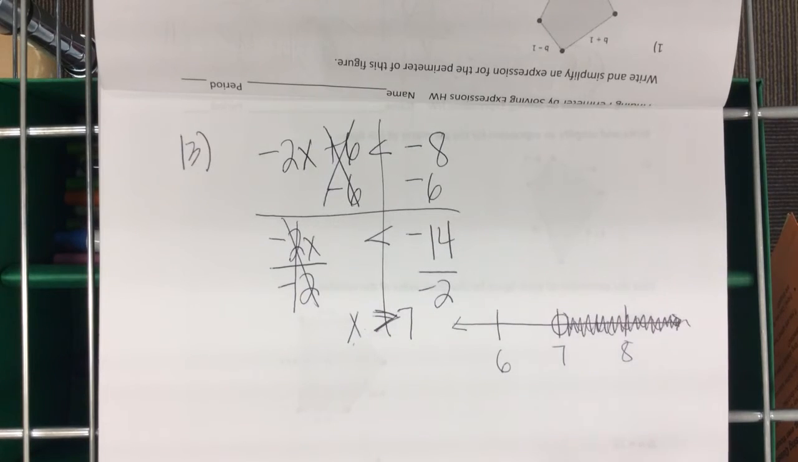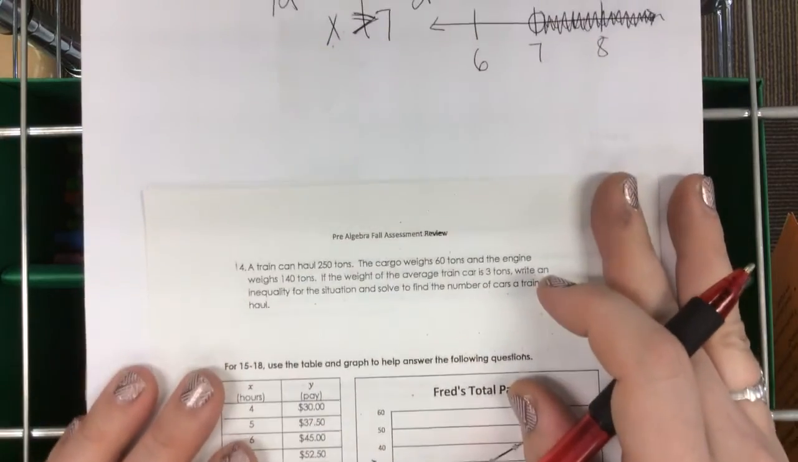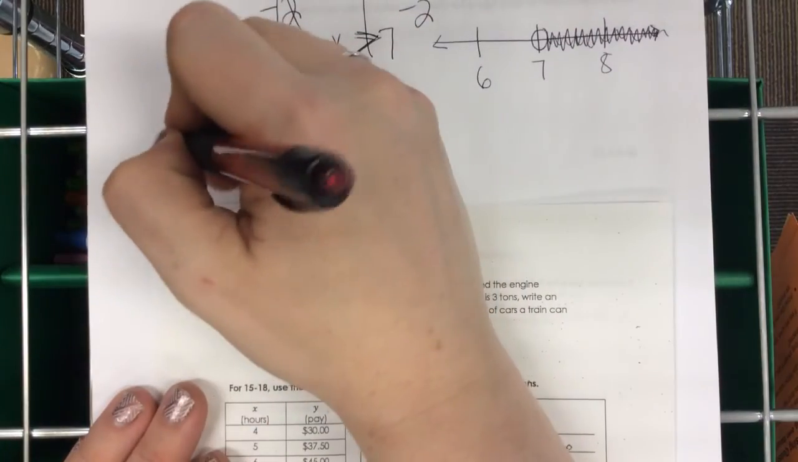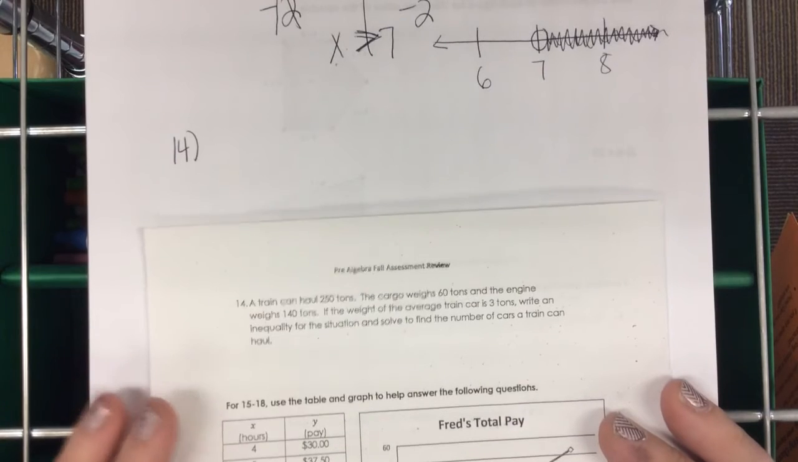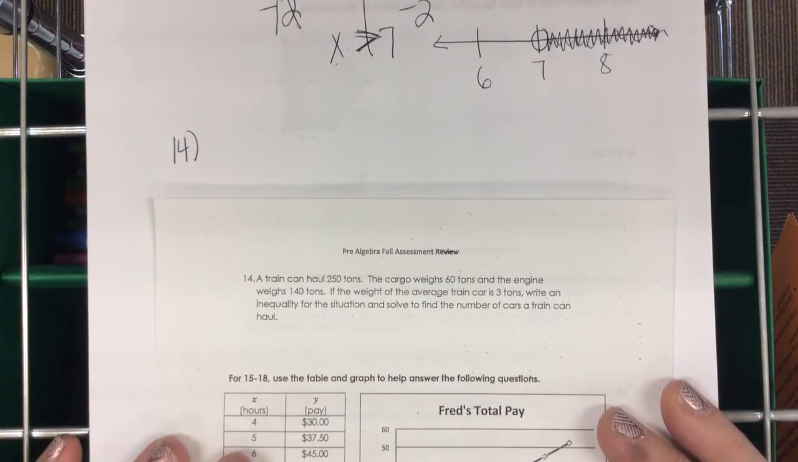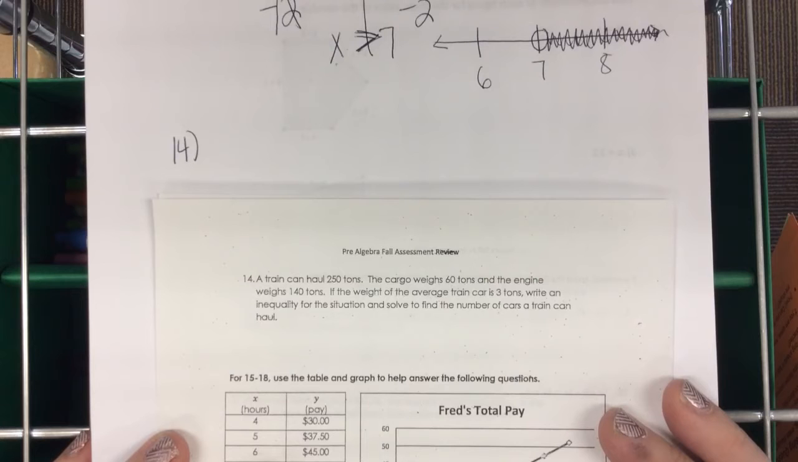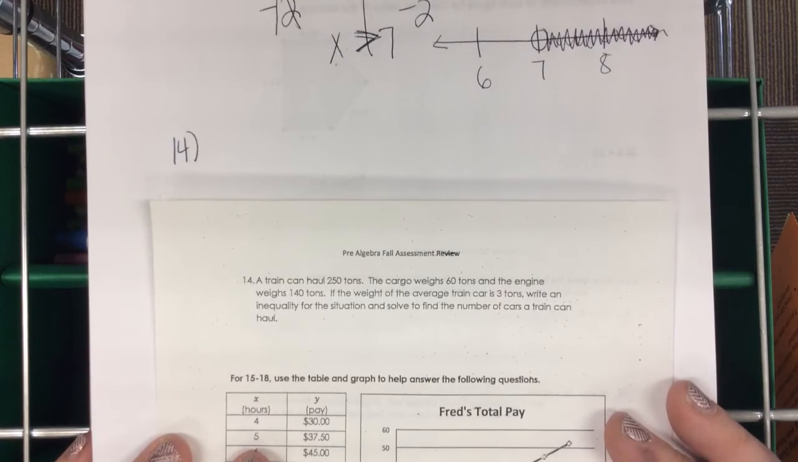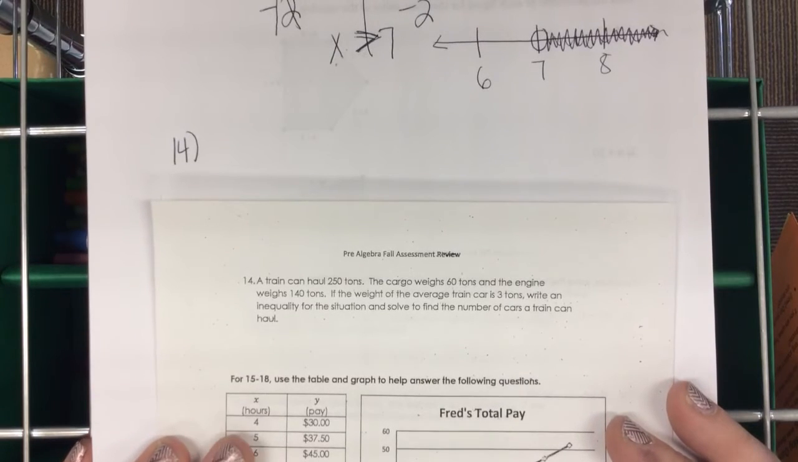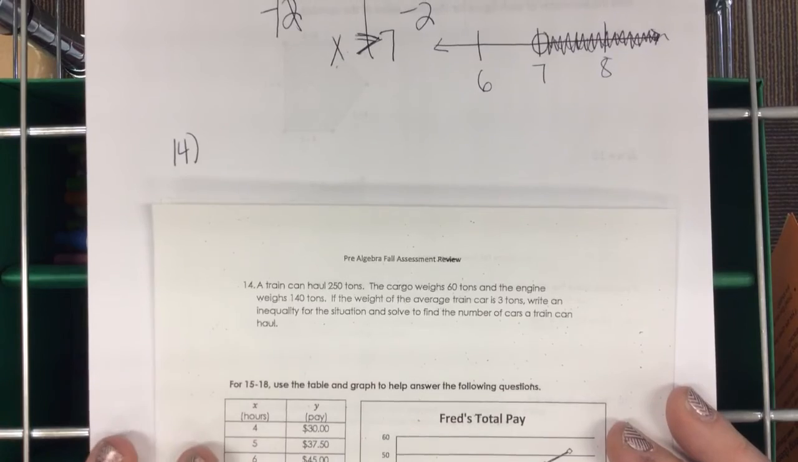All right, number 14 was tough. Number 14 says, a train can haul 250 tons. The cargo weighs 60 tons, and the engine weighs 140 tons. If the weight of the average train car is 3 tons, write an inequality for the situation and solve to find the number of cars a train can haul. How much can the train haul? What's the answer to my problem?